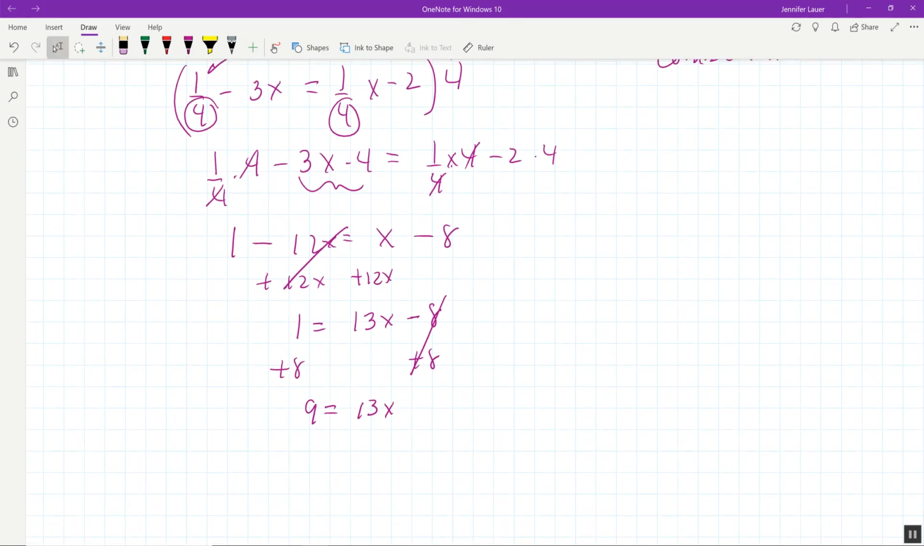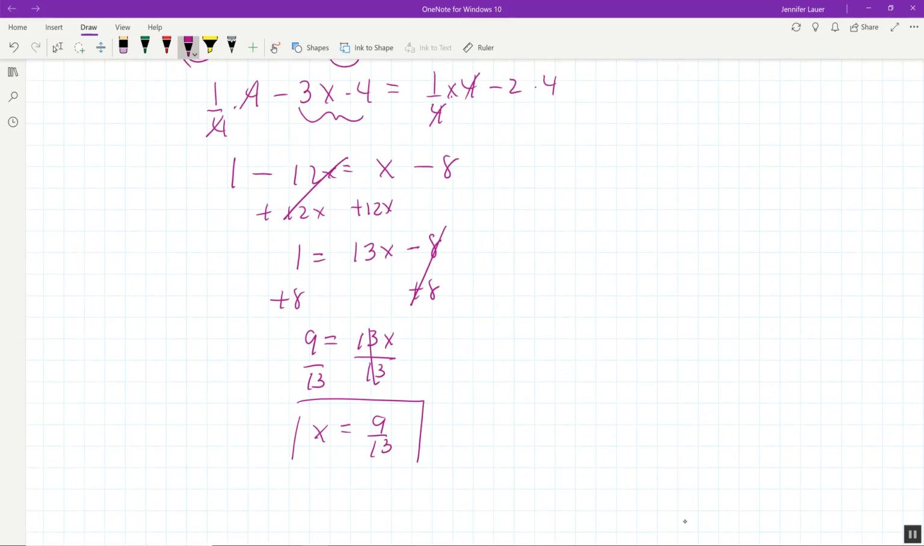And your last step is to solve for x. And we do that just by dividing both sides by 13. We divide because it is multiplied to the x, and you want to do the opposite. So that is how you find the solution of an equation. Let's do a couple more just for grins and giggles.